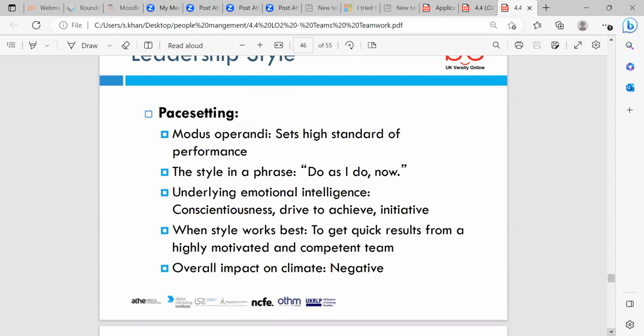The next one is pace setting. The modus operandi for this is that it sets a high standard of performance. The style in a phrase is "do as I do, now." The underlying emotional intelligence is conscientiousness, drive to achieve, initiative. And when does the style work best? To get quick results from a highly motivated and competent team. The overall impact on climate is a negative impact.